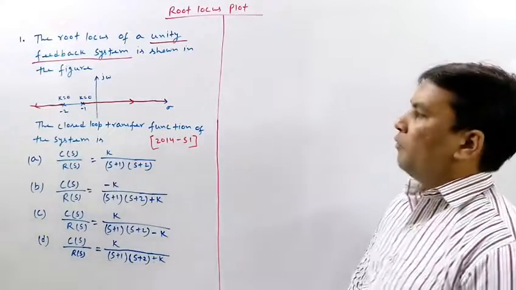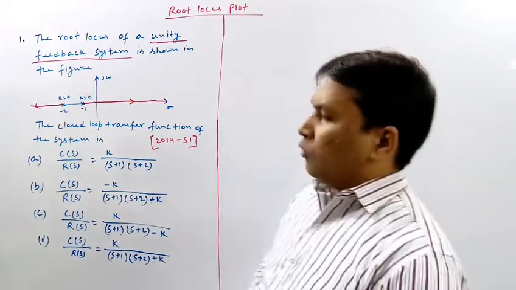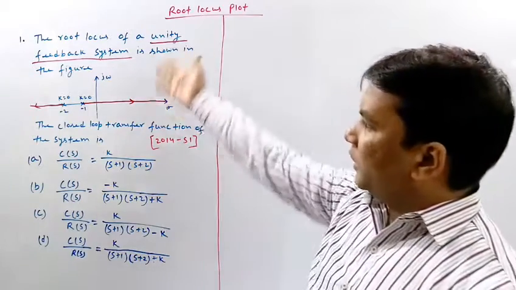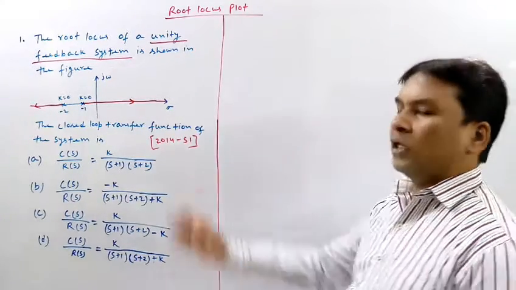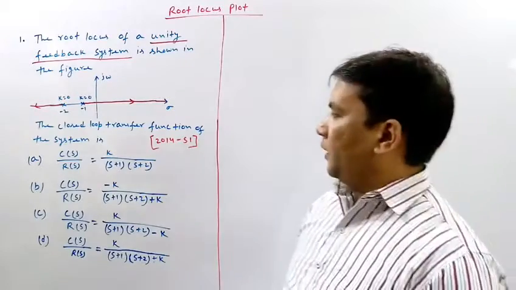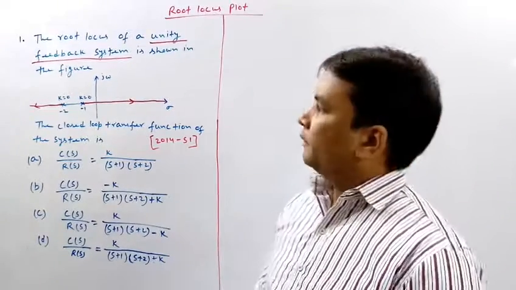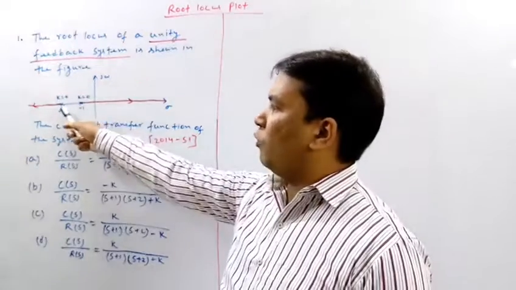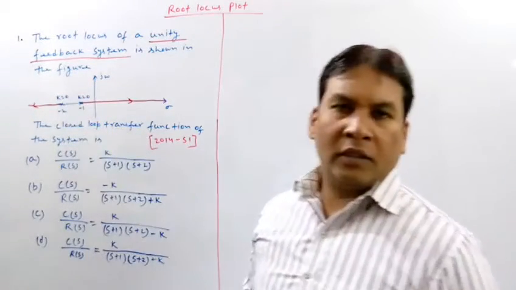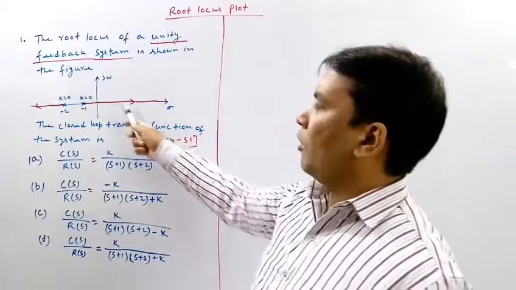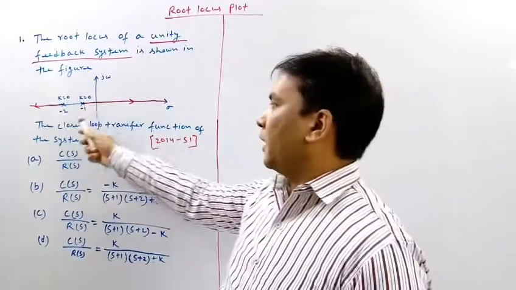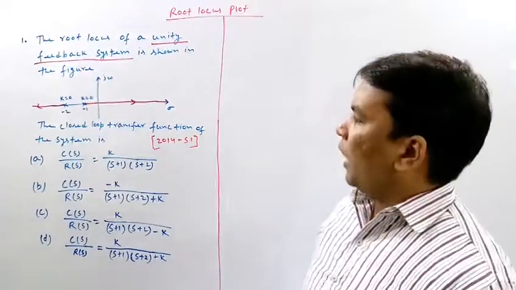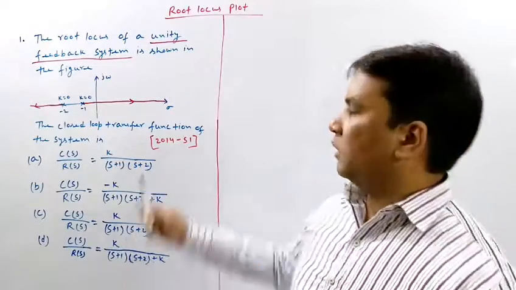Before looking at the solution of this question, let us see whether this question is fully correct or not. In the figure there are two poles shown. There is no pole or zero except these two poles. So at first I would like to comment on this.